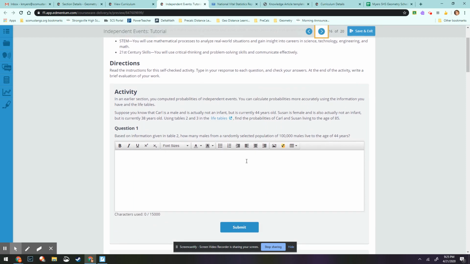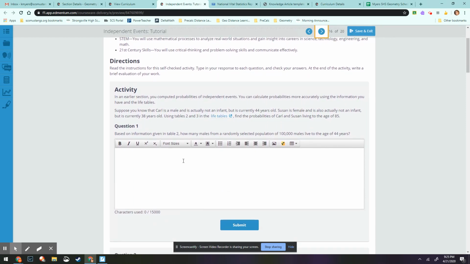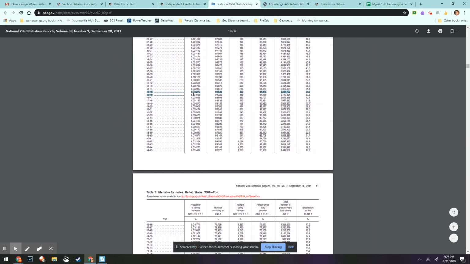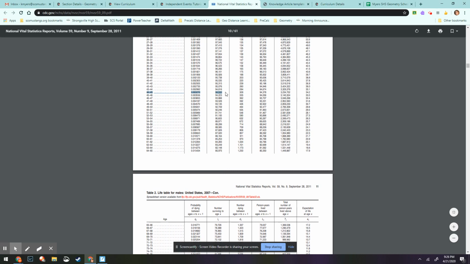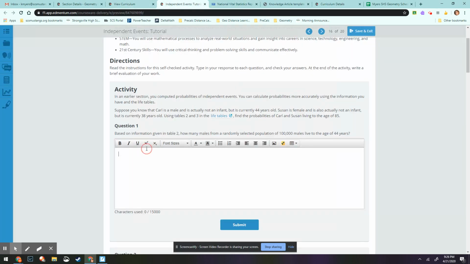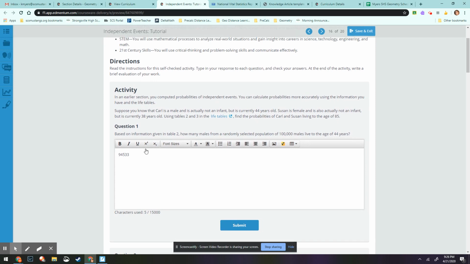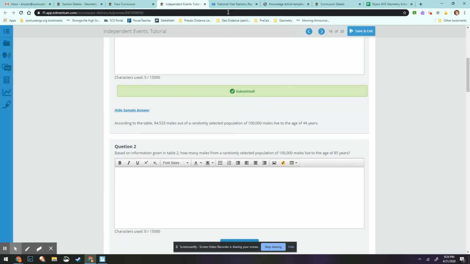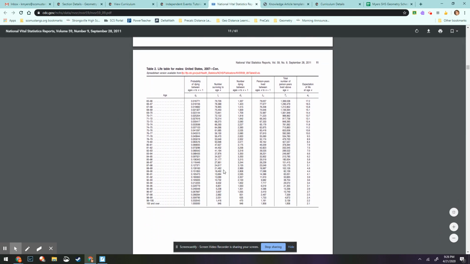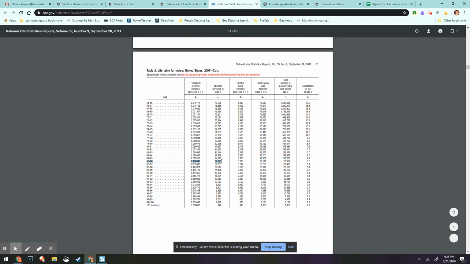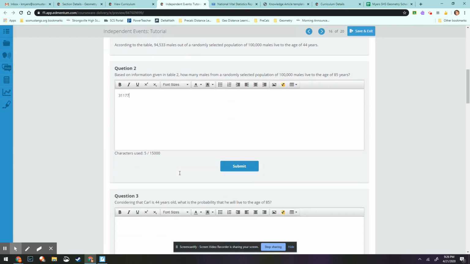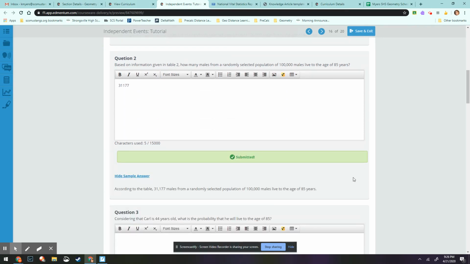Okay. So based on this information in table 2, how many males from a randomly selected population of 100,000 males live to the age of 44? So I'm going to go to the male table, go to 44. How many? Well, that's going to be 94,533. And then if I look at that, how many live to be 85? So we're still looking at males, so I'm going to look at the 85. 31,177. We're getting that from our table.